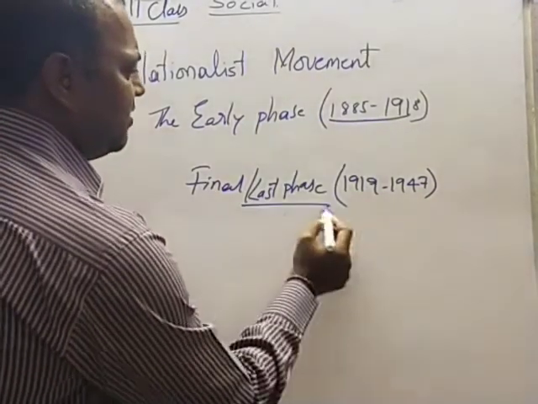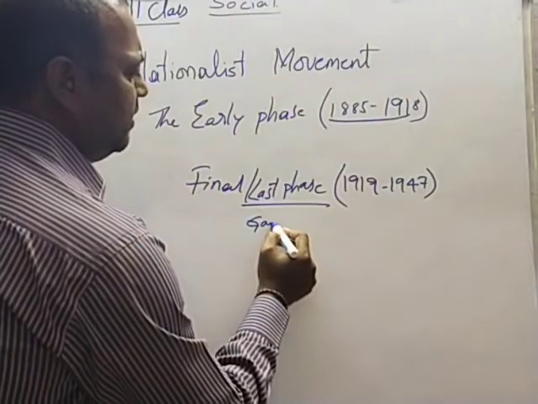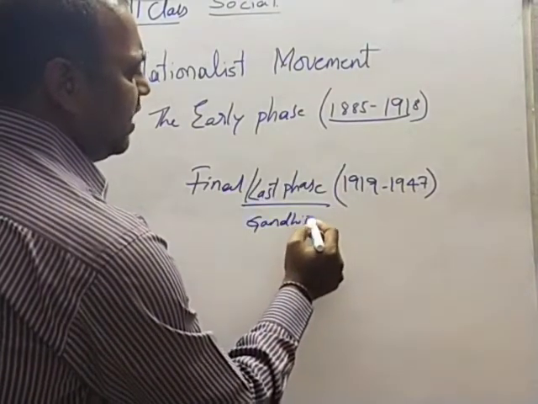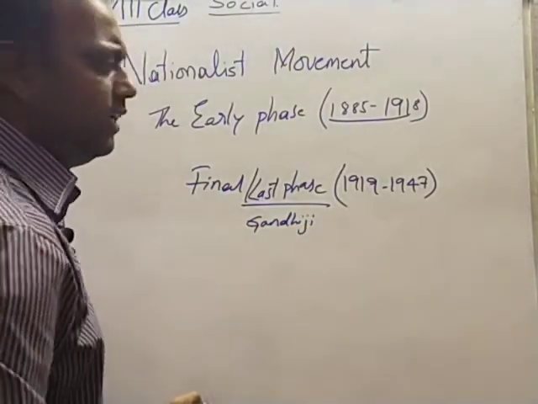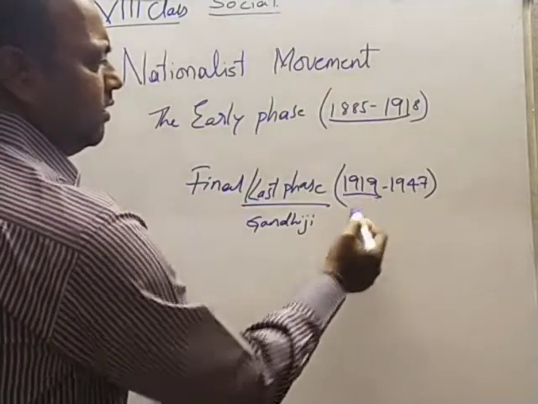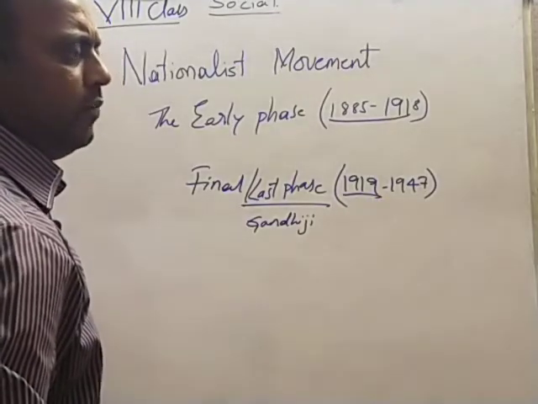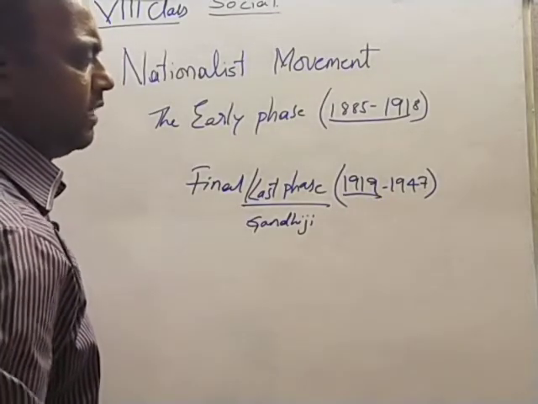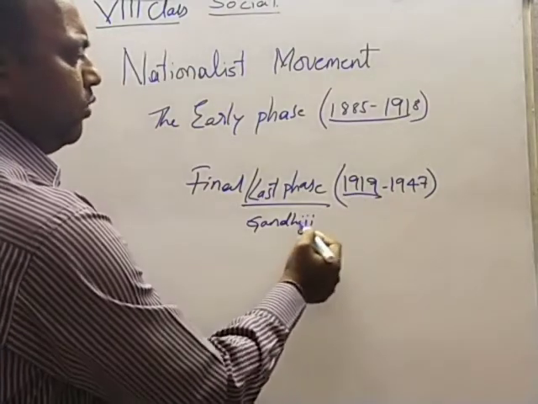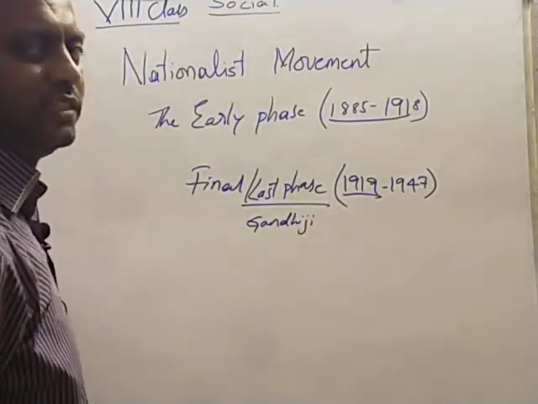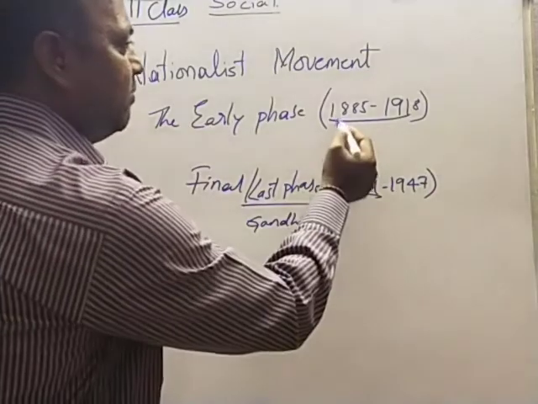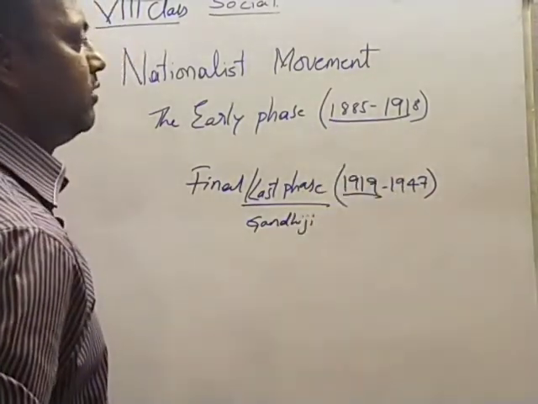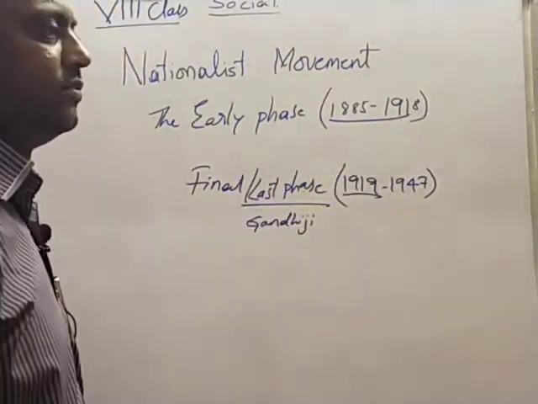This last phase is also called Gandhiji's phase, because Gandhiji entered into the freedom struggle in the last phase. He became a very active political activist from 1919. So this phase is also called Gandhiji's phase. And this period from 1885 to 1918, we call the early phase.